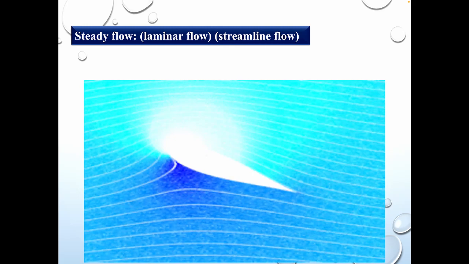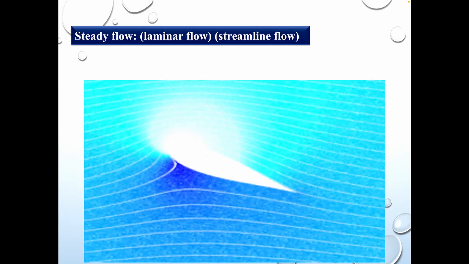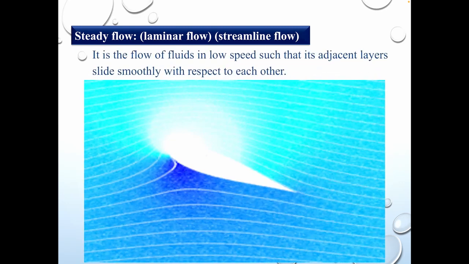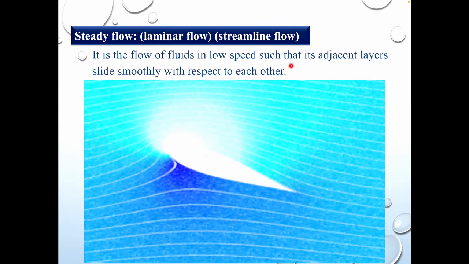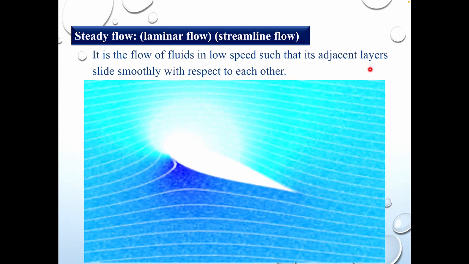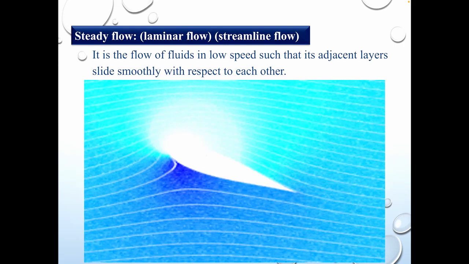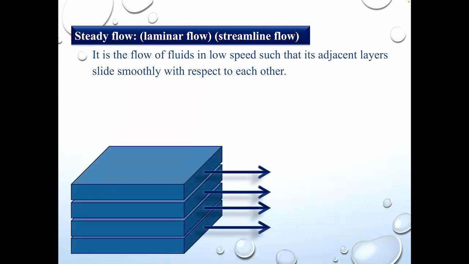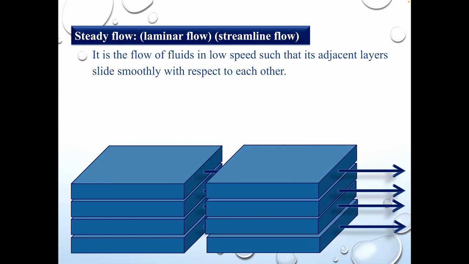The second type is steady flow, laminar flow, or streamline flow. It is a flow of fluids at low speed, such that its adjacent layers slide smoothly with respect to each other. Try to understand with me now. If I have a liquid consisting of layers this way, if they are let to move, you can notice that there is no force of friction between the layers. So they can slide easily with respect to each other.